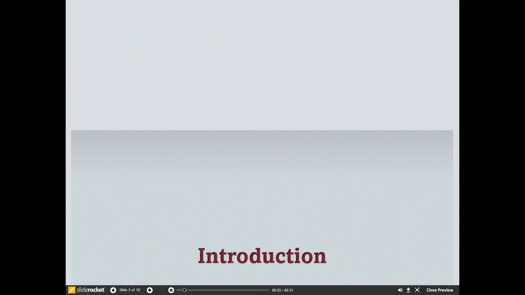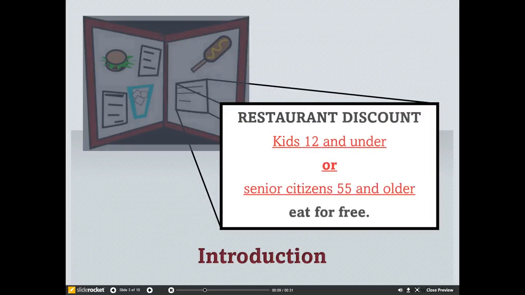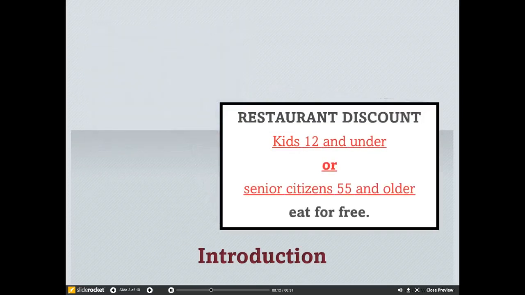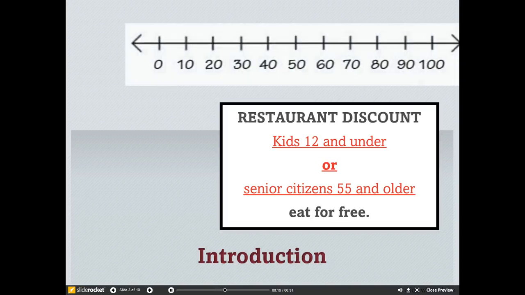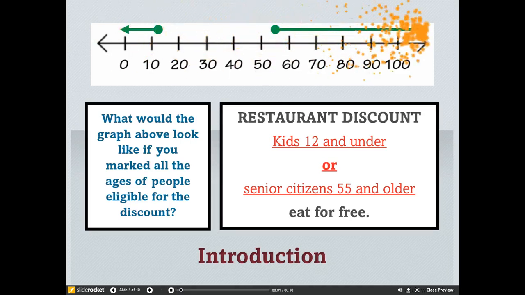So what is a compound inequality? Think about this situation. At many restaurants, kids 12 and under, or senior citizens 55 and older, eat for free. What would the graph above look like if you marked all the ages of people eligible for the discount? Is this what you imagined the graph would look like?